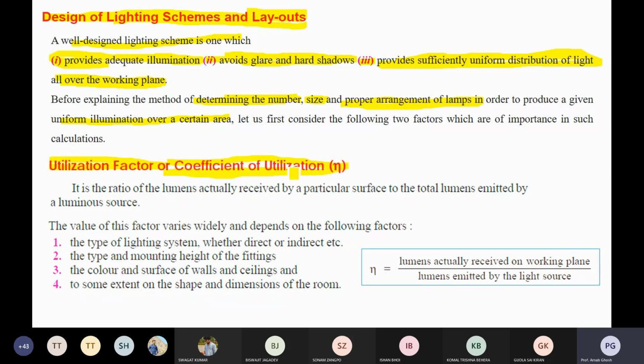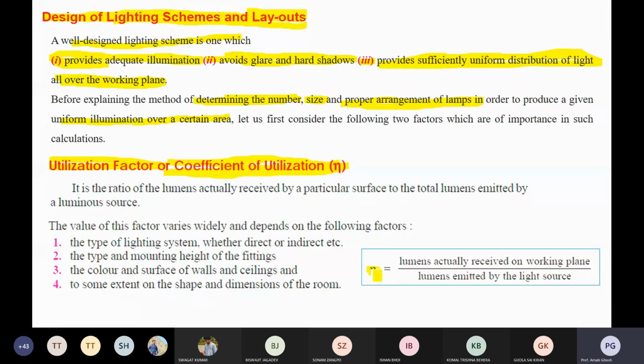That factor may be expressed numerically as a ratio of the lumens actually received on the working plane divided by the lumens emitted by the light source. Means how much lumens you are getting on the working plane compared to what is emitted by the light source, like your efficiency: output power to the input power. Input power will be output power plus losses.